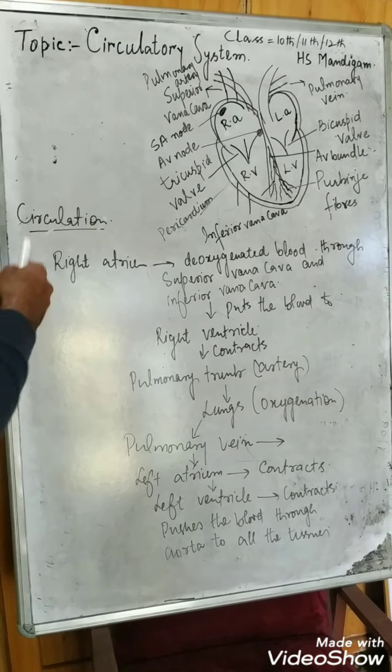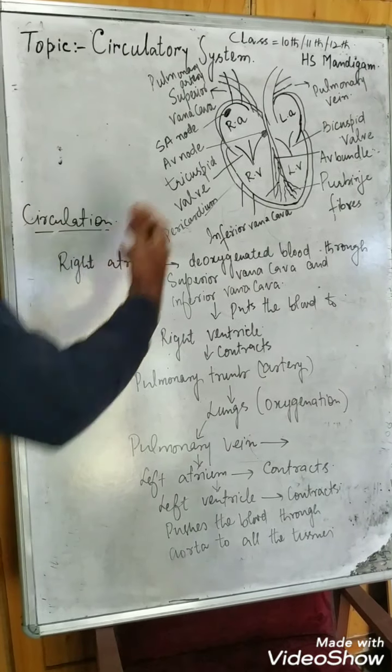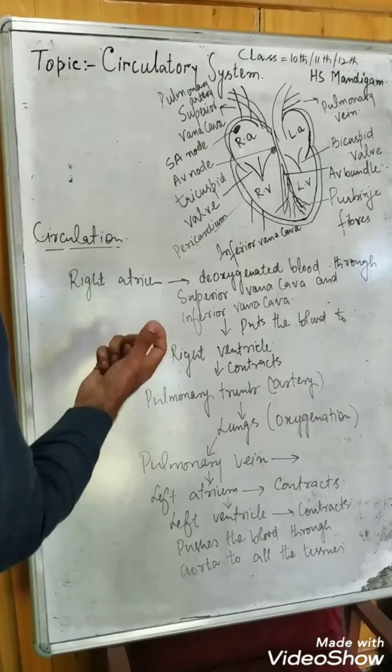Dear students, this is the second video of the circulatory system in which you'll learn about the path of the blood, and then you'll also learn about the types of the circulations. Now let's learn about the circulation of the blood through the heart. First of all, what happens?